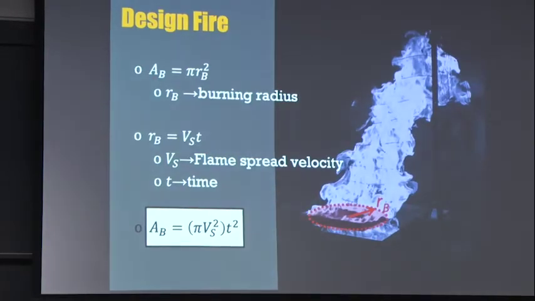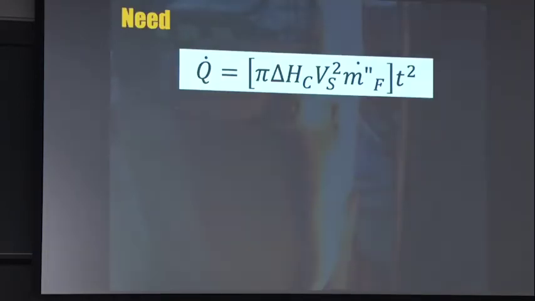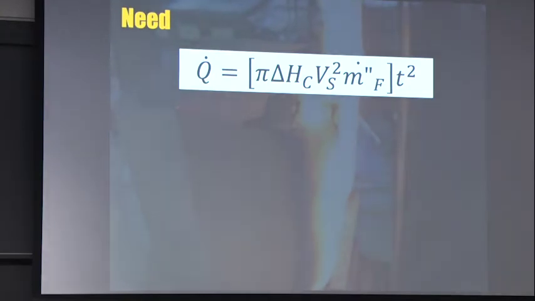And then I broke down the area, and I got the area as a function of this flame spread velocity and the temperature, and the time. And then I substituted everything and came up with this expression. And I said, well, all these are material properties. I'm going to lump them and put them in here, okay? And so basically, this is the expression.